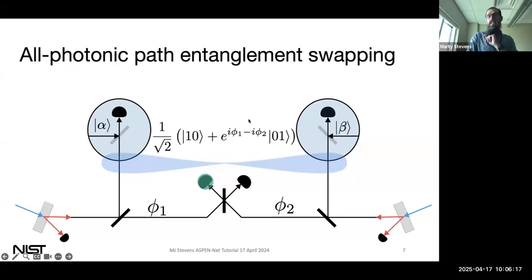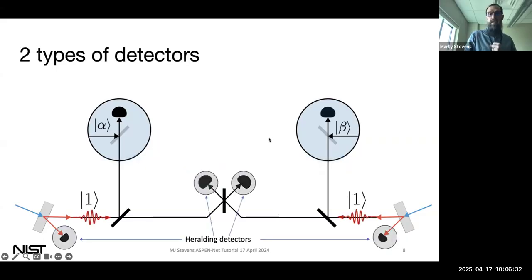But you can also see there's this e to the i phi term here. This, of course, requires this phase stabilization across the entire network. That's a very difficult part of all this, but I'm really not going to talk at all about that today. What I really want to talk about is the single photon detectors that are required for this scheme.